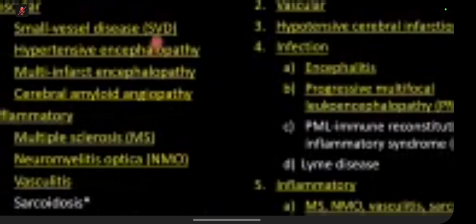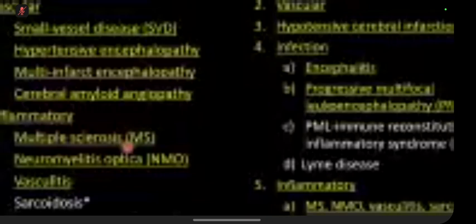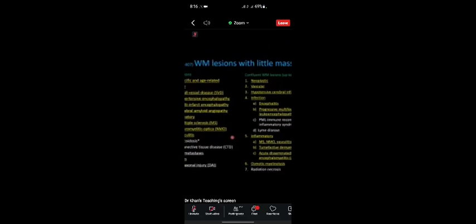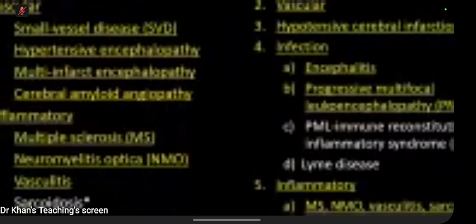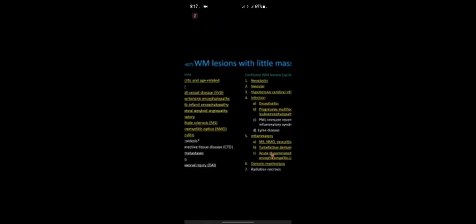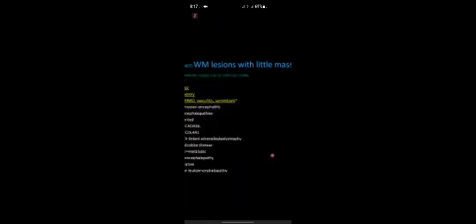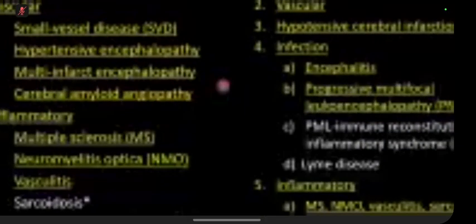Look here, under punctate lesions, MS is there. But you will see that ADEM, acute disseminated encephalomyelitis, is not in this subheading. On the other hand, it is under this heading. So what does it tell you? That in ADEM, the lesions will be slightly bigger, actually more confluent. Sometimes they are even diffuse. But in MS, the lesions are more punctate.